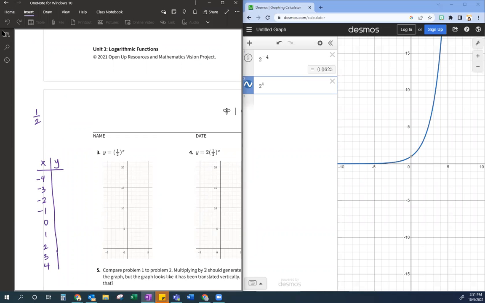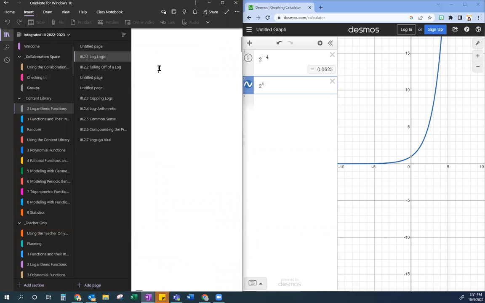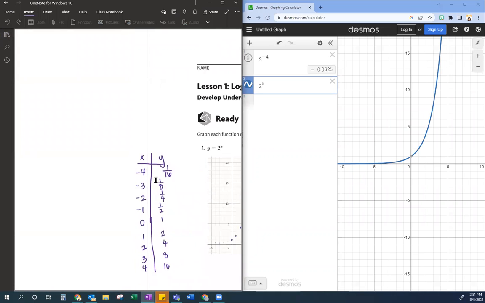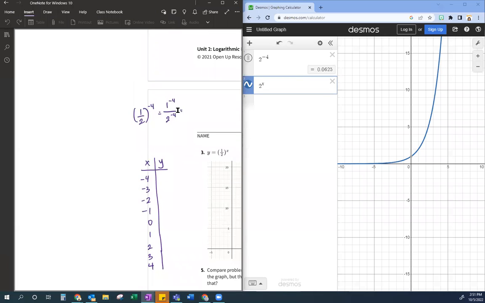It's not showing you. There it goes. Yay. Oh, what happened? There it is.